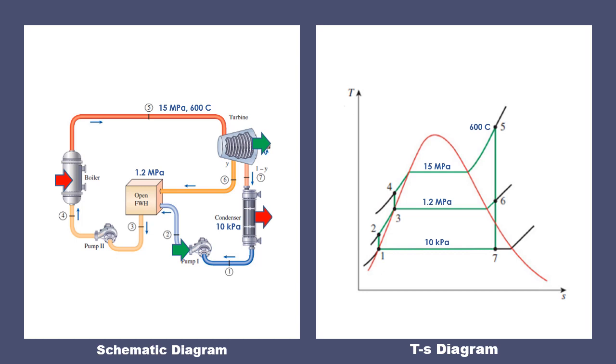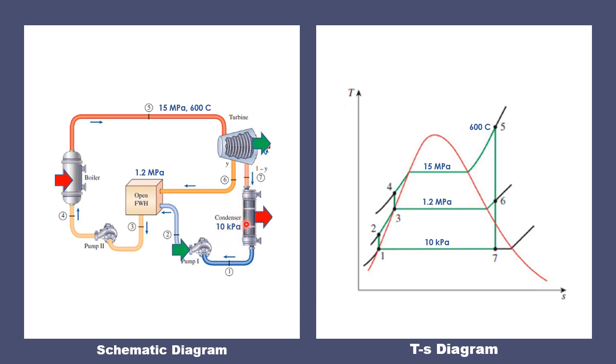Since this is a regenerative Rankine cycle, this is how we draw the schematic diagram for a regenerative Rankine cycle with one open feed water heater. Based on the problem, the steam enters the turbine at 15 megapascal and 600 degrees Celsius. Then, at the turbine, we extract a quantity of steam to the open feed water heater, which is operating at 1.2 megapascal. The remaining steam will expand to the condenser at a pressure of 10 kilopascal.